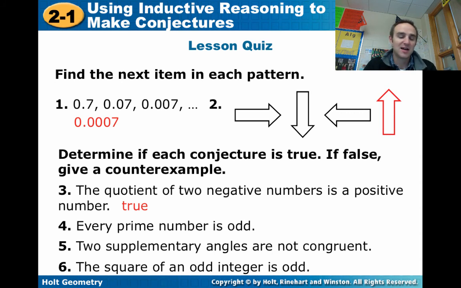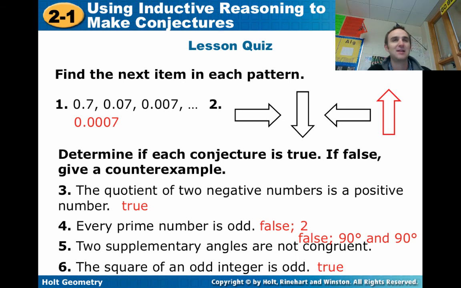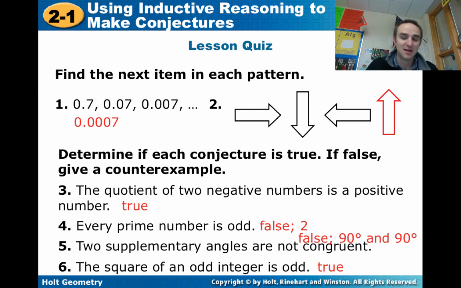Every prime number is odd. That's false. There's your counterexample: the number 2 is prime. So that is a false statement with our counterexample. Two supplementary angles are not congruent: 90 and 90, just like the complementary one we talked about. And then the square of an odd integer is odd. If we take an odd integer and square it, it will be odd as well. So 9 times 9 is 81, 3 times 3 is 9, and so on.